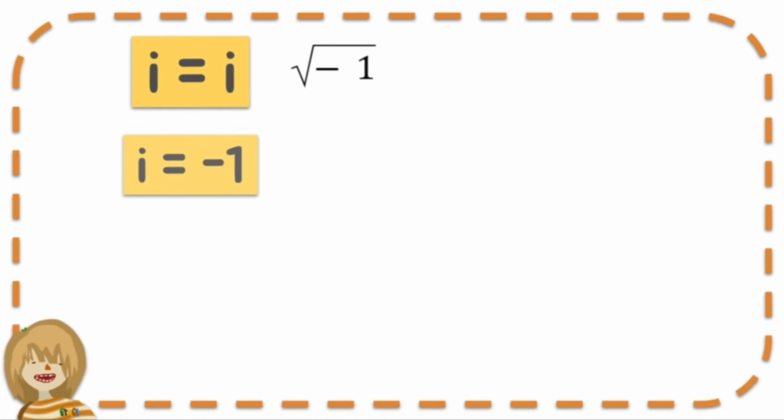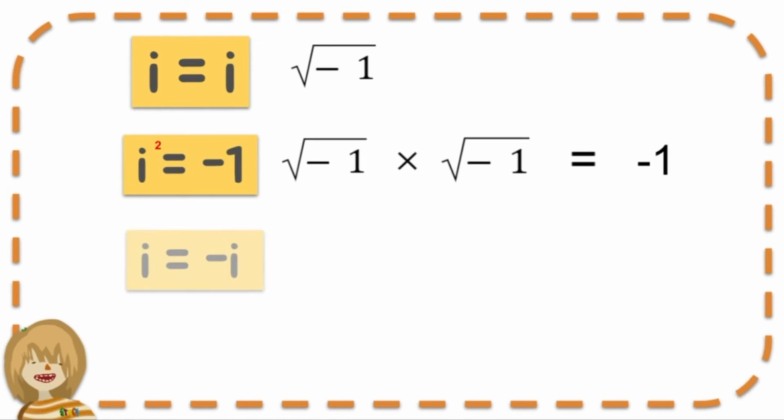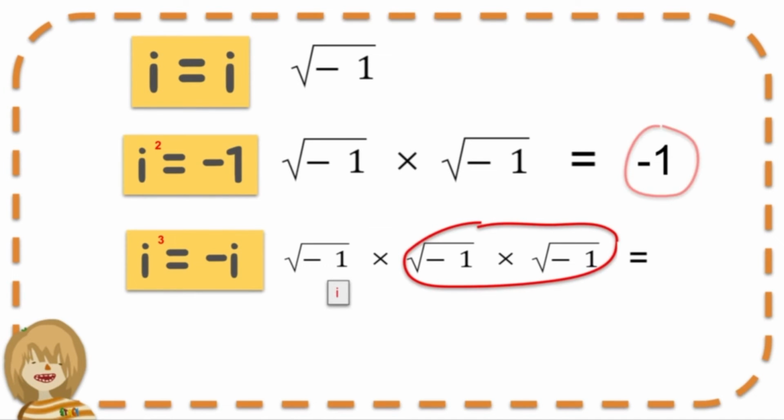Let's do more with i's. We know that i is i, or i is the square root of -1. We also know that i squared is -1. Then what about i cubed? This is i times i times i. That means i squared times i, right? We know that i squared is -1, so -1 times i is going to be -i. Make sense?